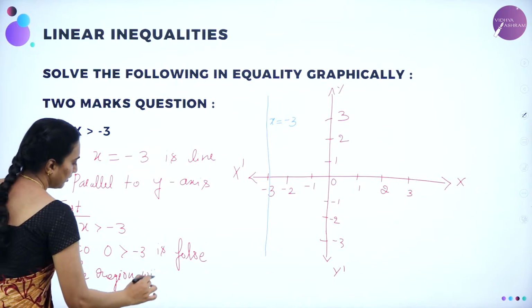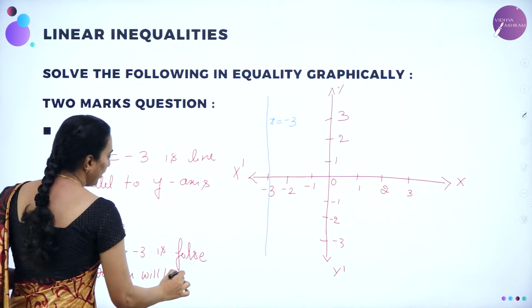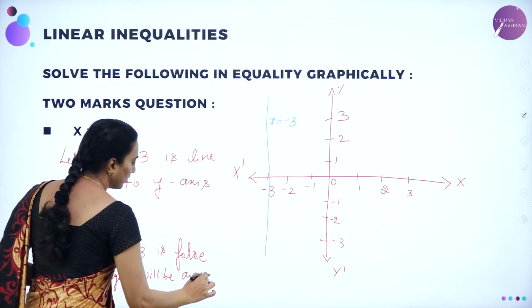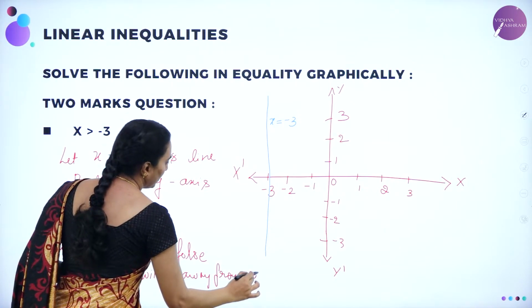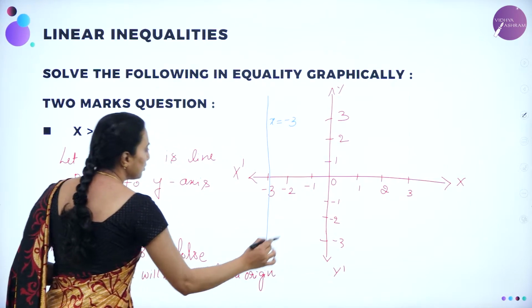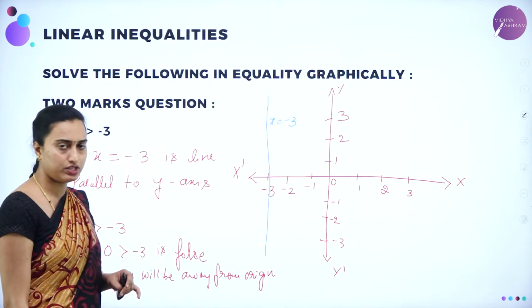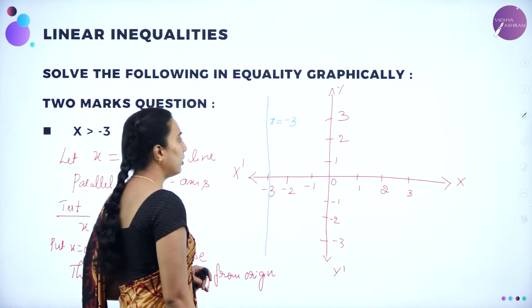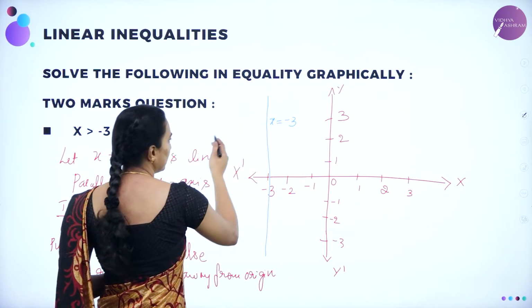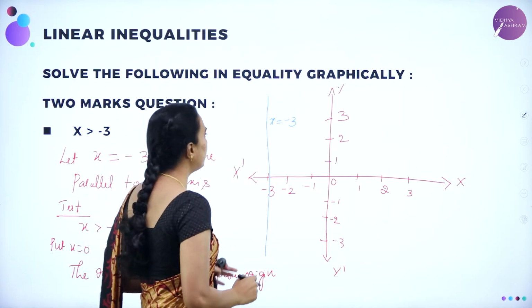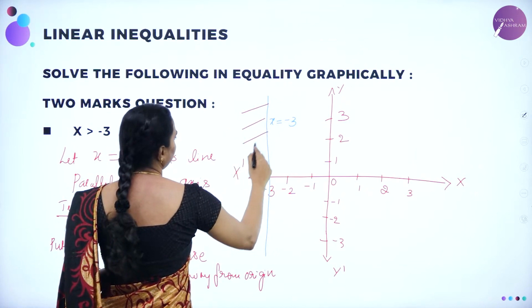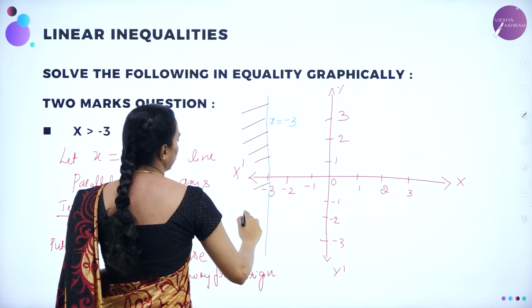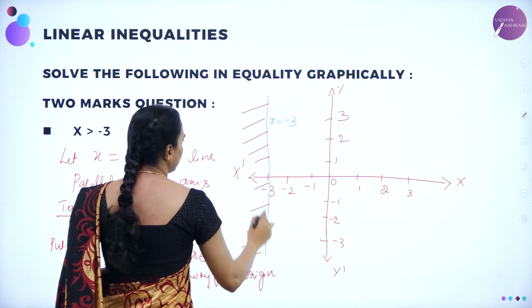will be away from the origin, because we are testing for the origin here, so we need to consider the origin. Okay, so away from the origin means it will move on like this. So this is a feasible region. See, this is the feasible region I can mark, away from the origin. This line, this is called the feasible region.